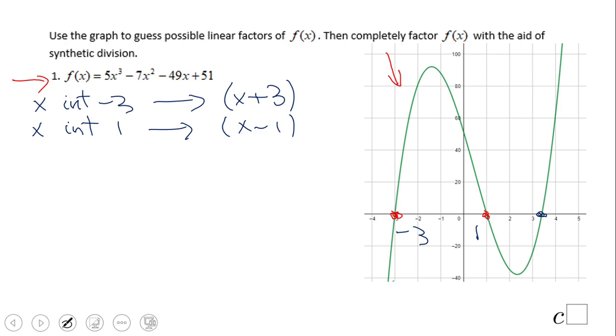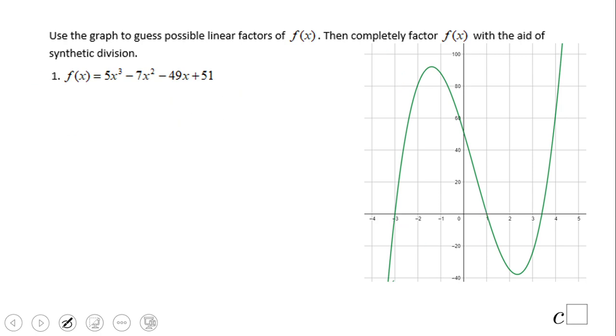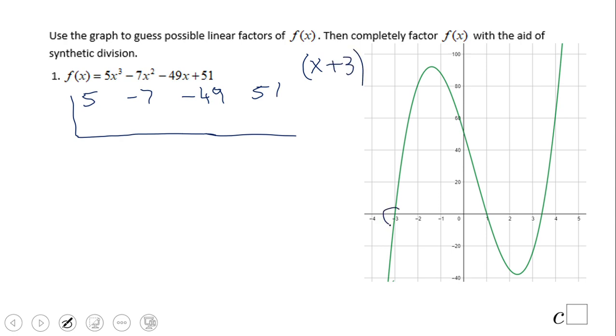So let me clear the screen now. We know what we can read on the table. And now I said to use synthetic division. What do I mean by that? We're going to take this polynomial, which has 5x cubed, -7x squared, -49x, and then +51. In this, I'm going to do synthetic division. The first factor, as I said, is x plus 3 because you have this -3. I'm going to put this -3 here.